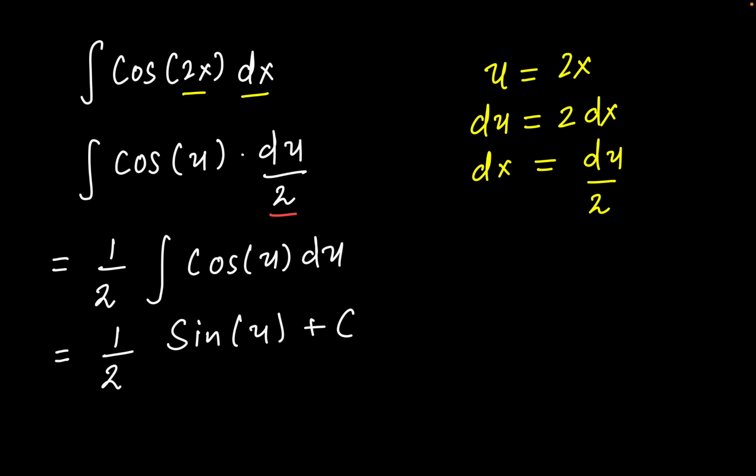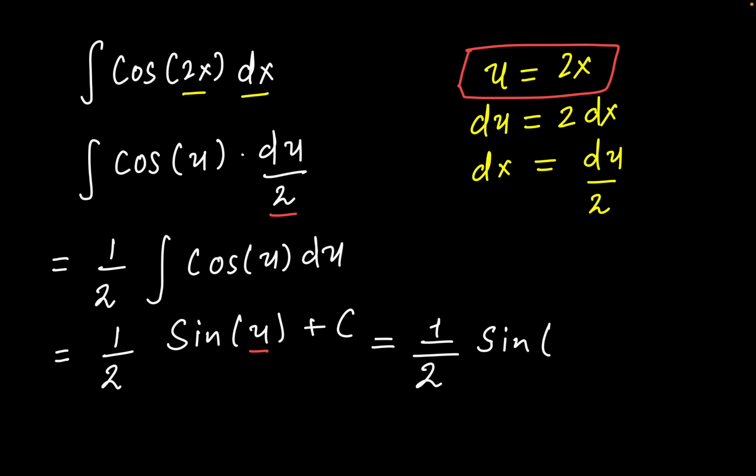Now again we are going to replace this value, which is u, by 2x. So you'll be writing over here half of sine of 2x plus c, and this will be our final answer.